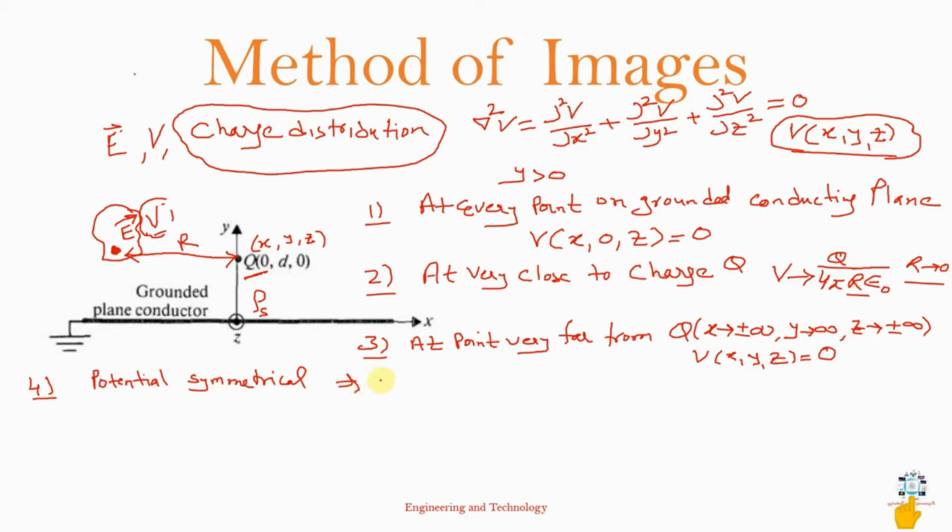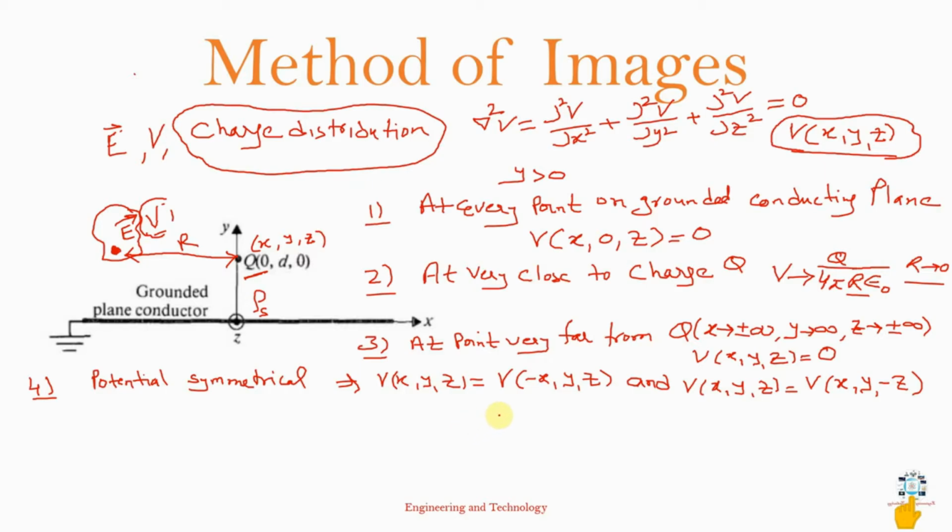Symmetrical means V(x, y, z) should be equal to V(-x, y, z), and V(x, y, z) should be equal to V(x, y, -z). Okay, so this should be symmetrical. Now, these four conditions should be satisfied.